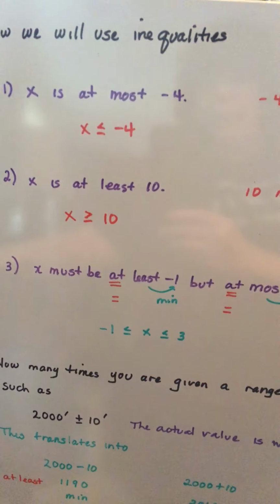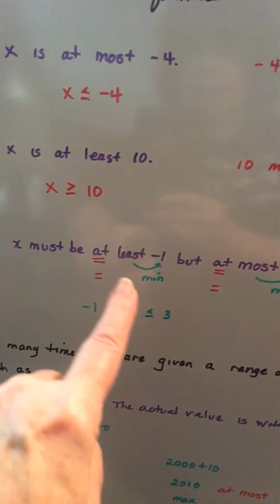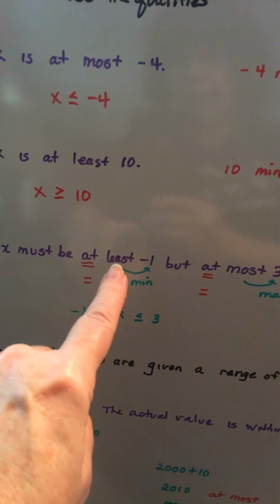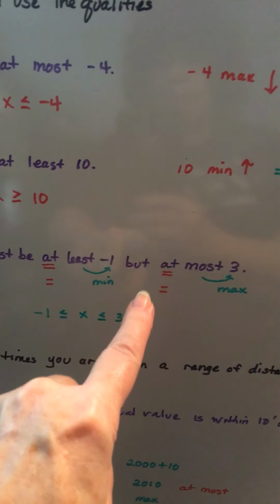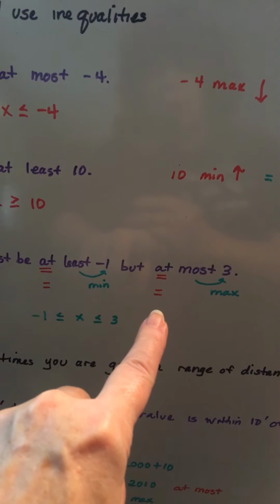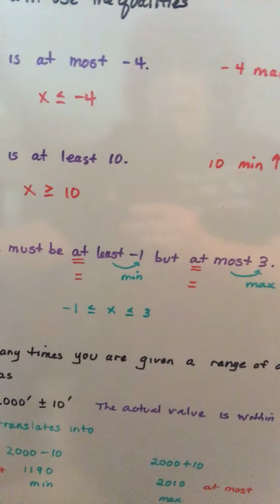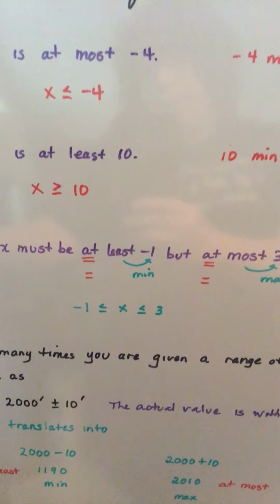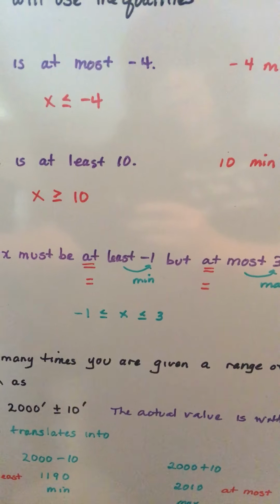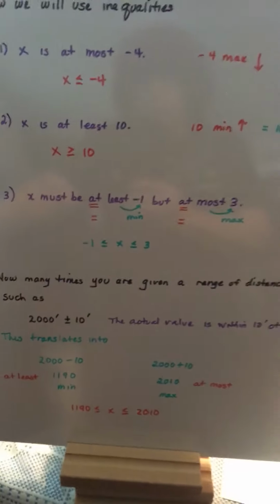X must be at least -1. So at means equal, least is minimum, but at means equal, most means the max. So I get the inequality or squeeze play. -1 is less than or equal to x is less than or equal to 3.